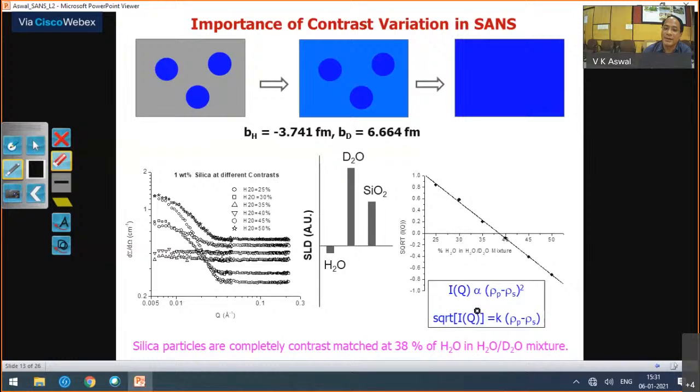So you can see you are plotting the square root of I of q against the percentage of H2O in the H2O-D2O mixture, and you have points on both sides, below the contrast point and above the contrast point. And then this is a straight line equation, and where this straight line cuts the x-axis, that is the contrast point. So in this case, we get 38. We get a contrast point which is 38% of H2O in D2O.